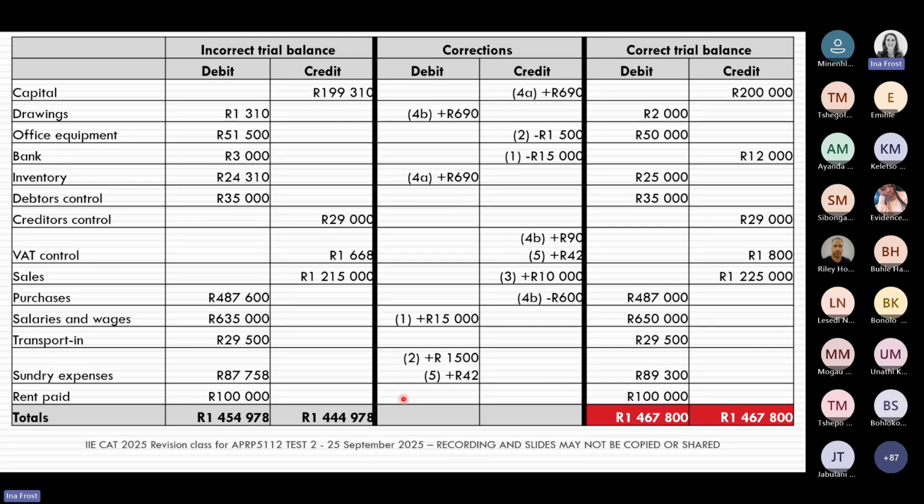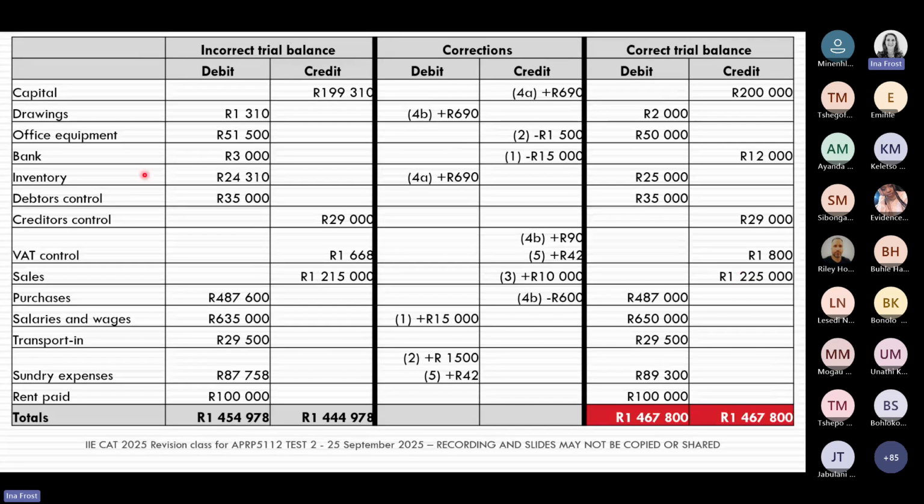Then you come back to my slides and double check that you've got all of your corrections. Then, once we've made all of our corrections, we're ready to prepare the final trial balance. How do I prepare the final trial balance? I start with the incorrect trial balance number, and then I either add or subtract the correction, and that gives me the new correct balances.